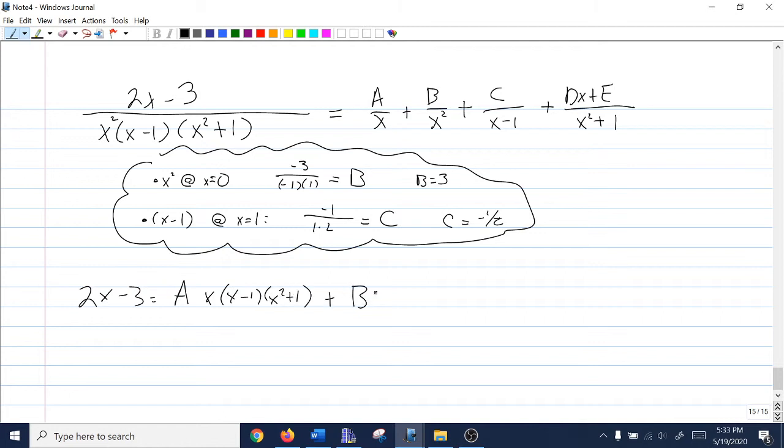B is getting multiplied by what? The x squared cancels. I'm still multiplying by x minus 1, x squared plus 1. C, the x minus 1 cancels. I'm left with the x squared and the x squared plus 1. D, the x minus 1 cancels. Wait. Oh, that's the C. The dx plus e is getting multiplied by, the x squared plus 1 cancels. I'm left with the x squared, x minus 1.